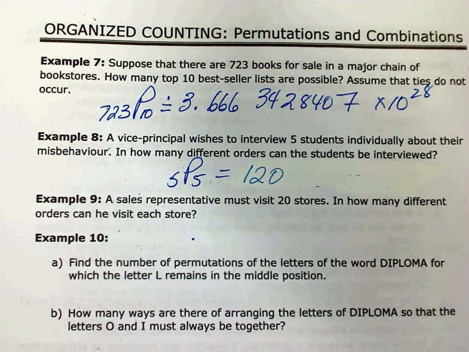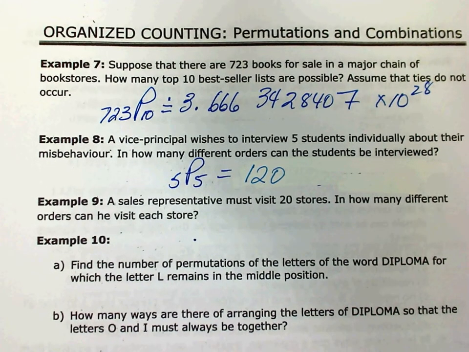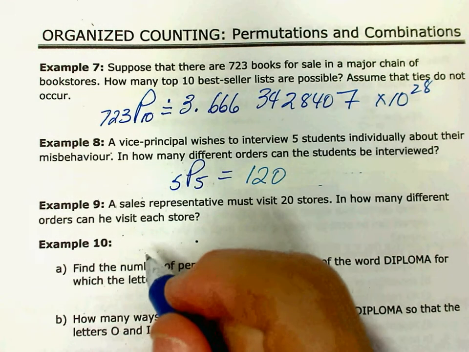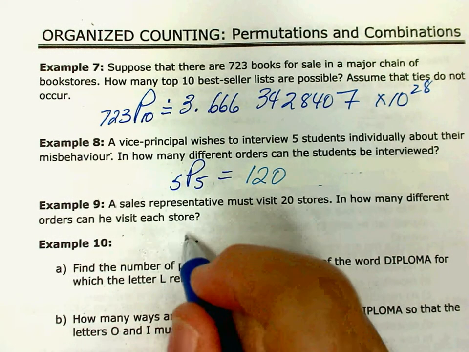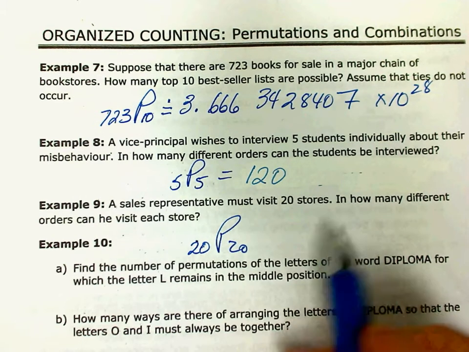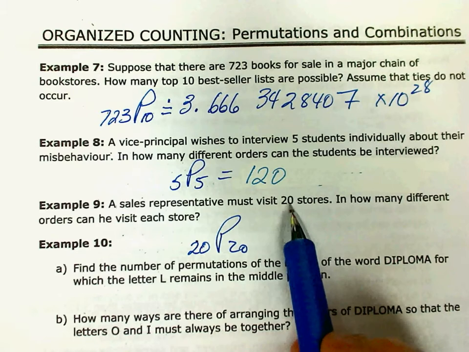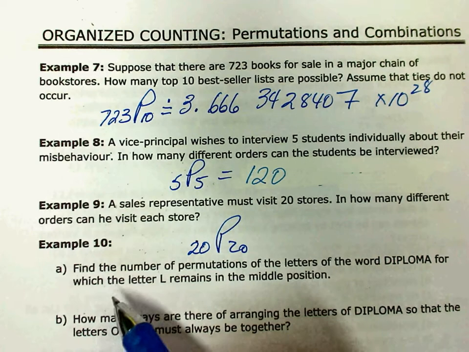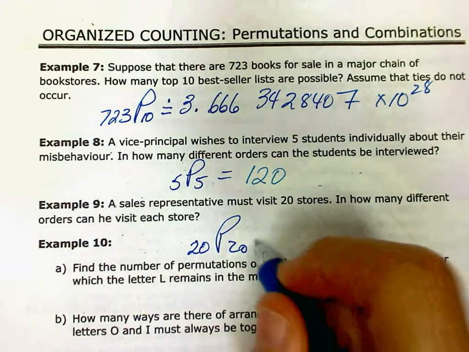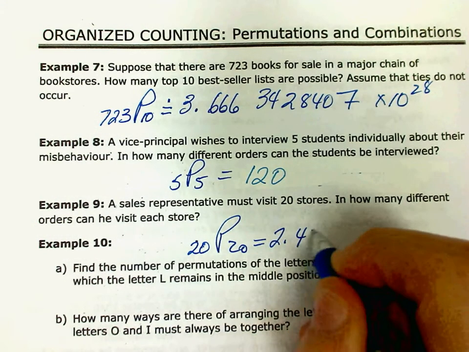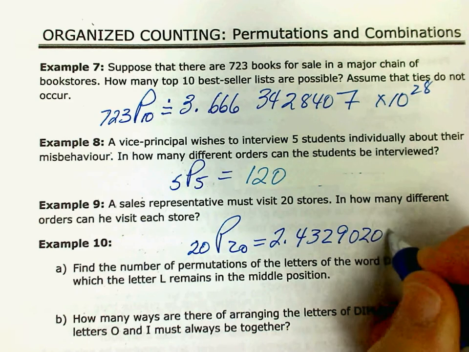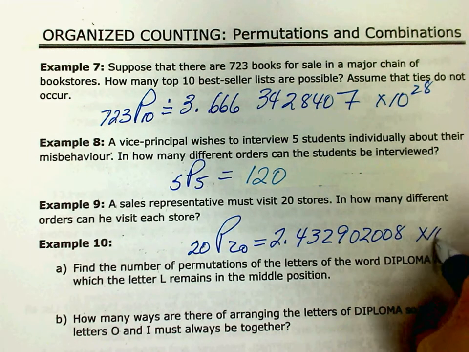Unless you cut them up into pieces. Yeah, we won't do 20P20, out of 20 stores he's visiting 20. This answer is 2.43, yeah, okay, times 10 to the 18.